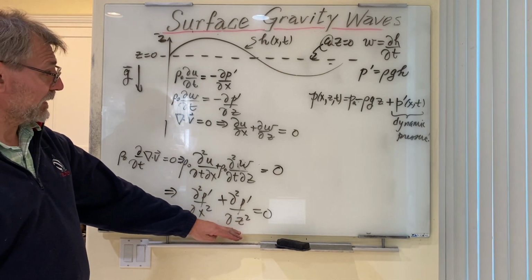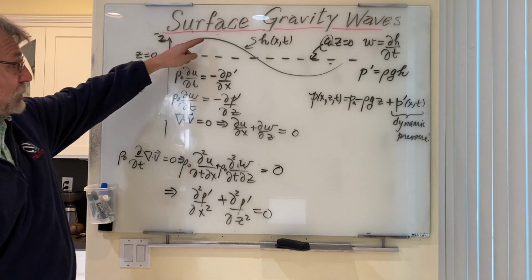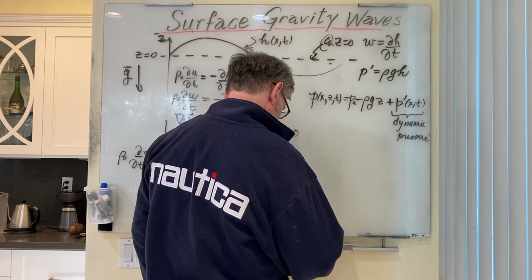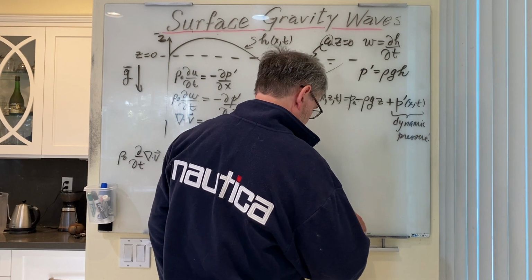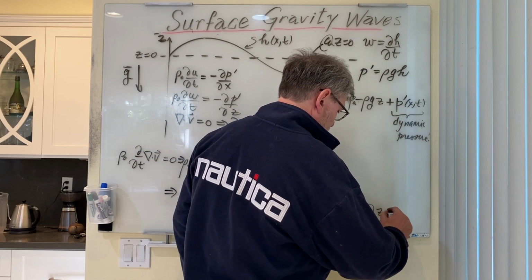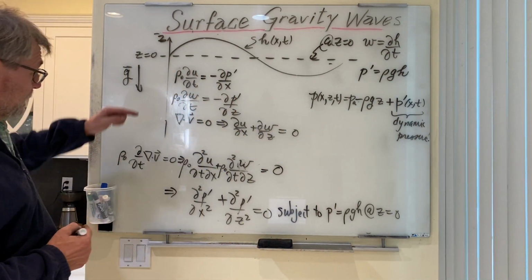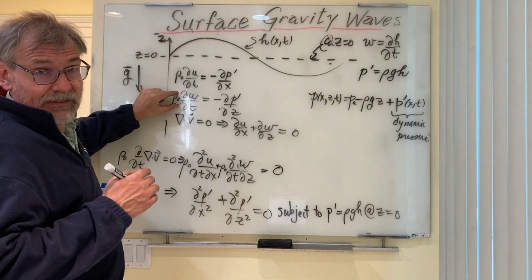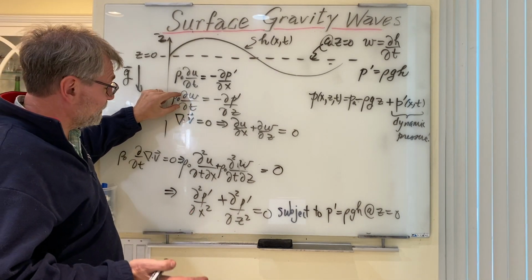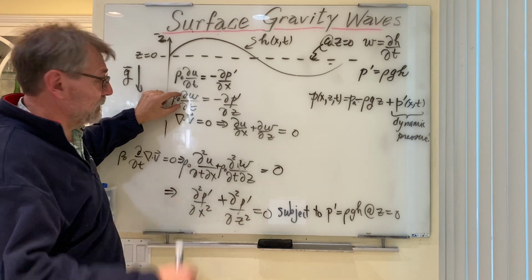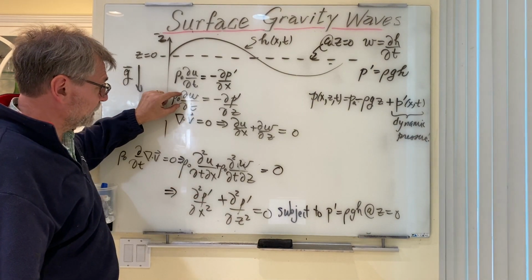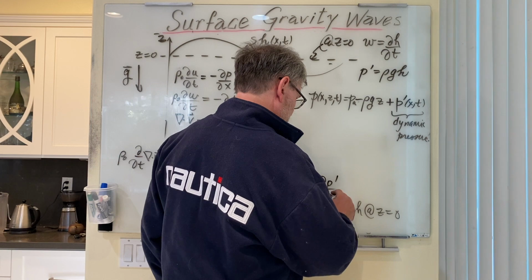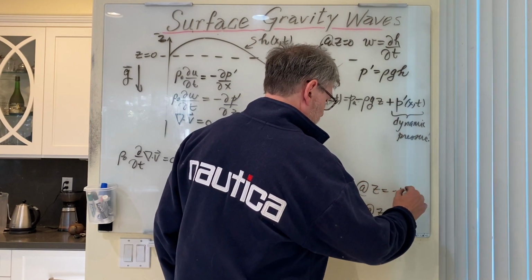This equation has to satisfy the boundary conditions, which are that at the surface, p primed is equal to rho g h at z equals 0. And at the bottom, I want w to be 0 for all time. So that means that dw dt has to be 0 for all time, right? If w is 0 at one time, but the rate of change of w is not 0, then at a later time, there'll be a flow through the bottom. So that means that dw dt is 0 at the bottom, which means that dp dz is 0 at the bottom. So I also have dp primed dz equals 0 at z equals minus h.